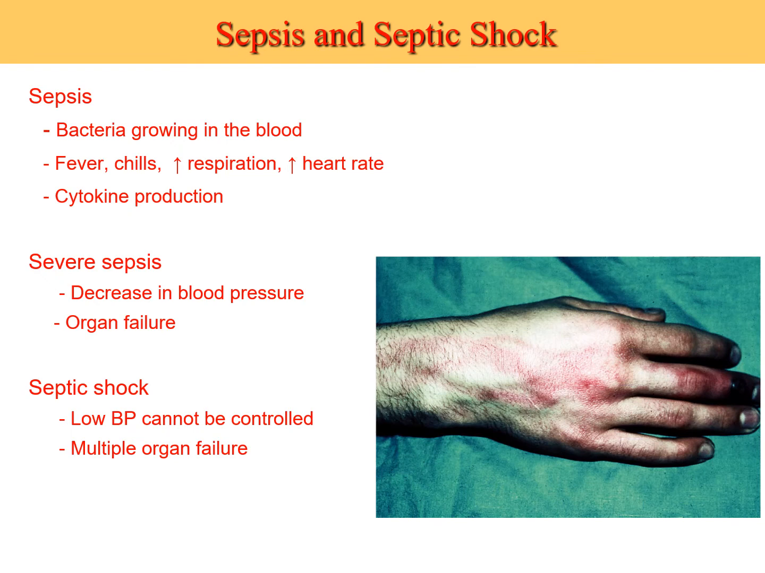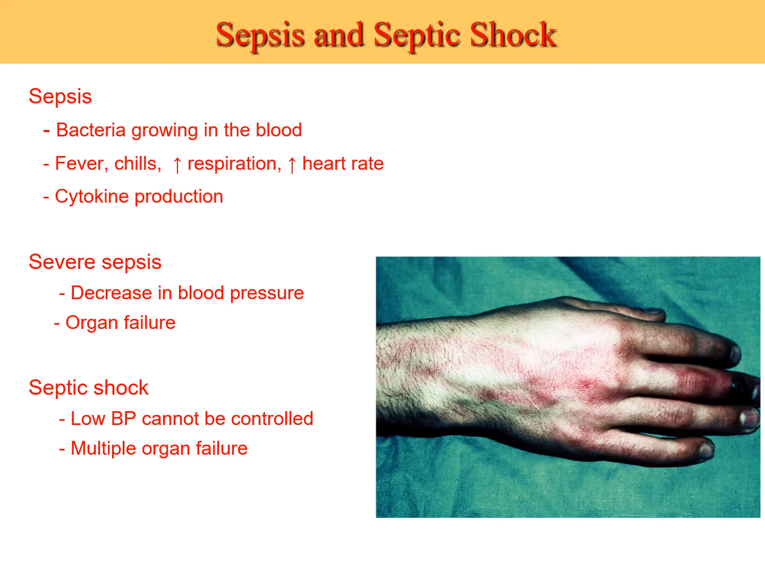Well, we should define certain terms. Sepsis is a condition of having bacteria growing in the blood, and that's associated with fever, chills, and increased respiration rate and increased heart rate.